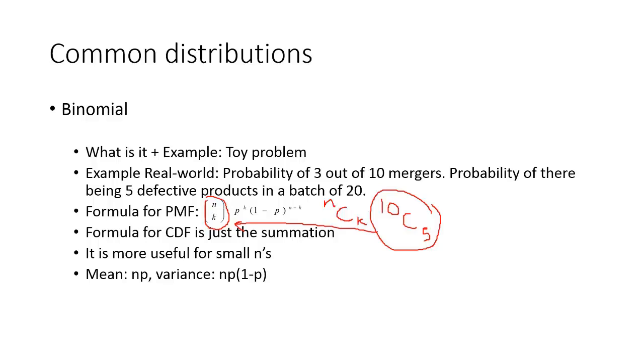Once I figure out the number of possible ways, this part, which is p power k, tells me what is the probability of getting the 5 heads in the first place. So it might be 0.5 power 5.